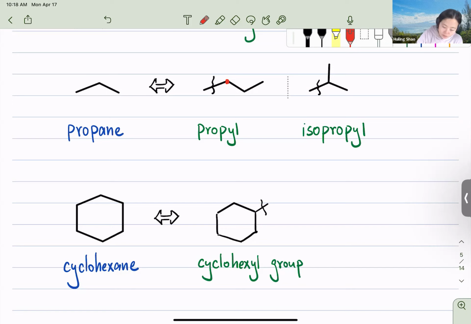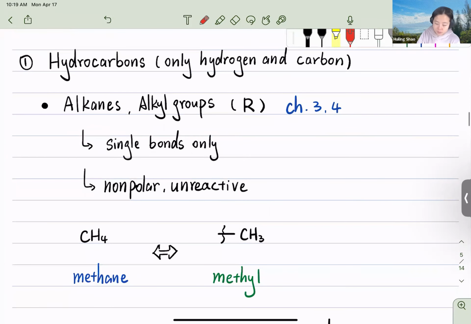So nomenclatures are part of organic chemistry. I'll probably not test you too much on nomenclature, but the idea here is I tell you to identify the isopropyl group in a complex molecule. You should be able to address where that is. So that's the alkene group. It's not very chemically reactive.